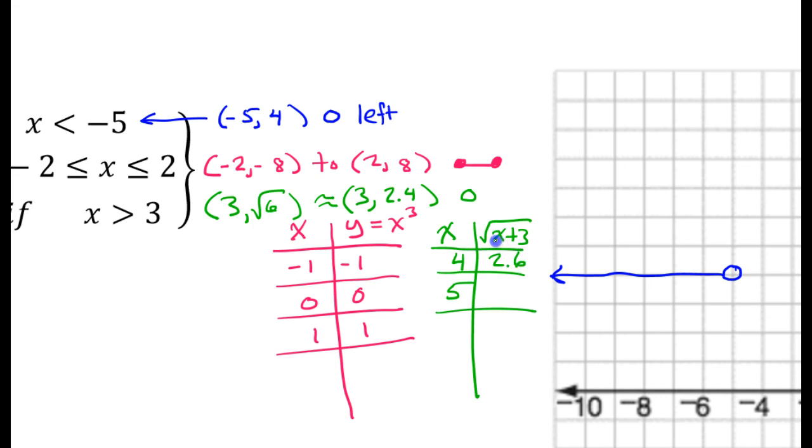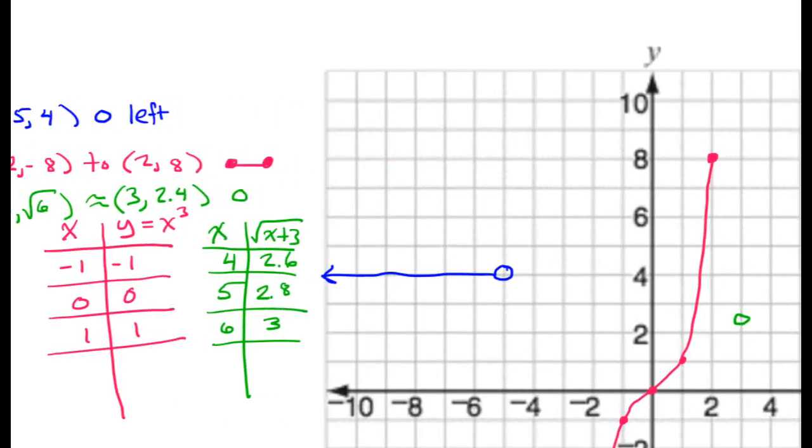If x is 5, that's going to be 8. So let's see, the square root of 8. That's 2.8. This is not moving up super fast. Let's do some more. If x is 6, then 6 plus 3 is 9. So the square root of 9 is 3. All right, this is probably going to be enough.